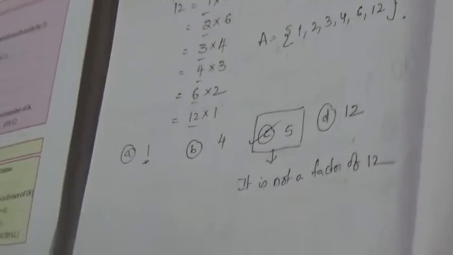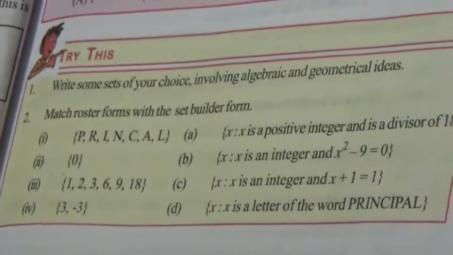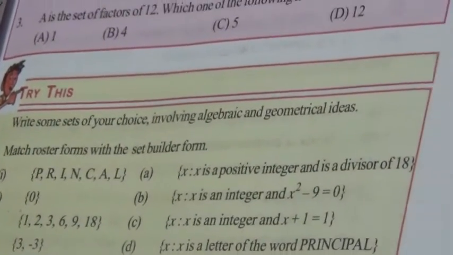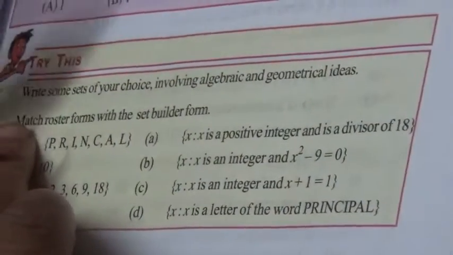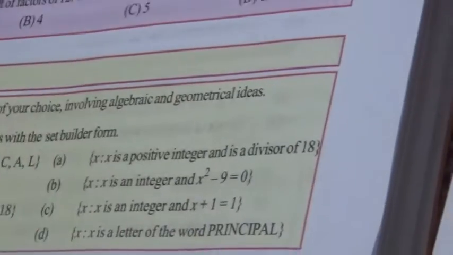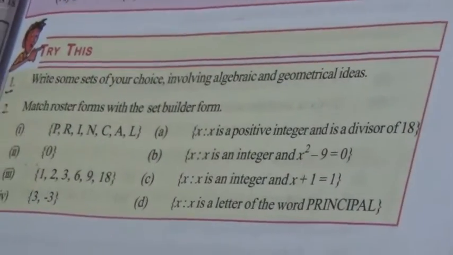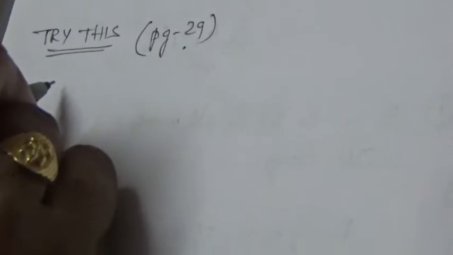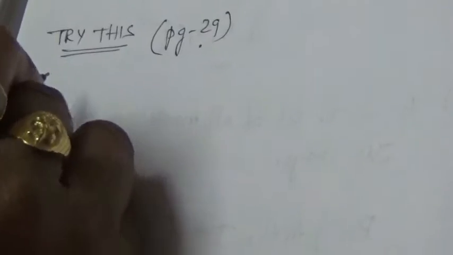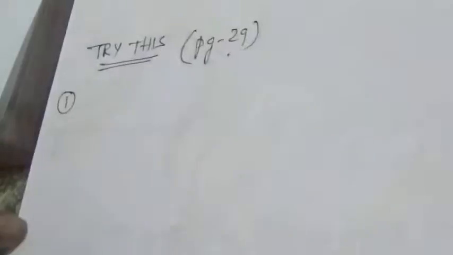Okay, so try this on the same page. Page number 29. Look here, the first question. What is the first question? Write some sets of your choice, involving algebraic and geometrical ideas. Whatever sets you want, you just write. In the first question, of your choice, you can write any algebraic and geometrical ideas.